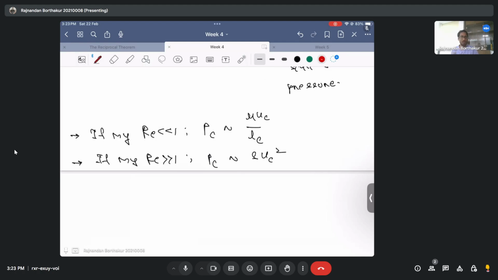Okay, so I hope you realize that pressure has two options. We have two options to choose the scale for pressure, and it's the Reynolds number which dictates what the scale of pressure in my problem is going to be. If I have a viscosity dominated flow, the scale for pressure would be the viscous scale, which is mu U_C by L_C. If I have an advection dominated or an inertia dominated flow, pressure would just scale as rho times U_C squared. Okay, so this is the diffusion scale, and this is the advection scale.